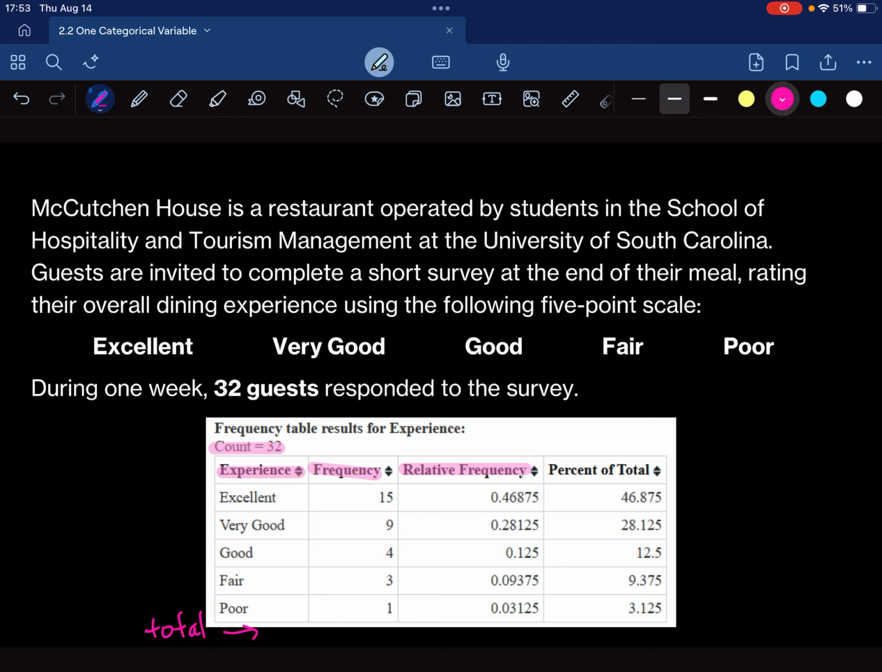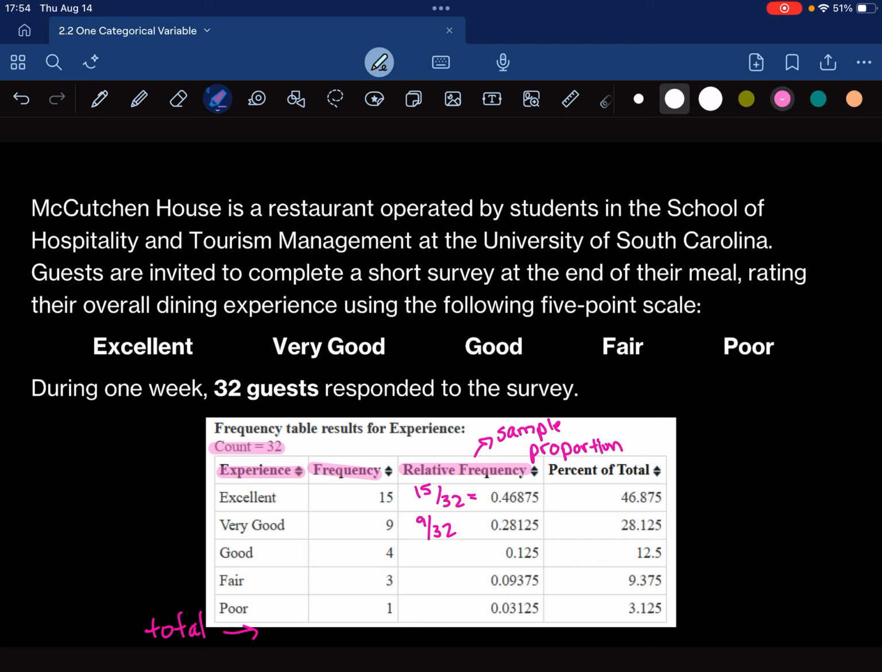What they did there was they took 15 and divided it by 32 to get 0.46875. So notice the relative frequency is the exact same thing as our sample proportion. So that's all they did is found the sample proportion for each category. The next one they did was 9 divided by 32 and got 0.28125. Then it did 4 divided by 32, 3 divided by 32, and 1 divided by 32. So that's how they got all of those.